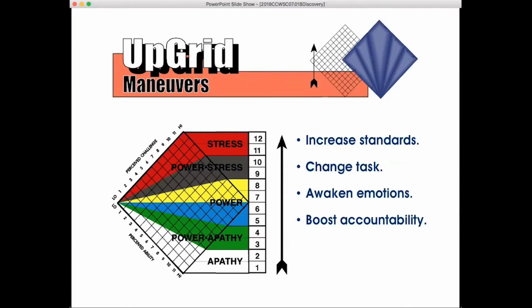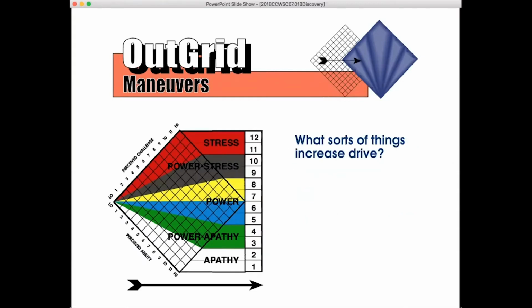So let's talk about those. Outgrid maneuvers are about increasing a person's sense of drive. If you remember back to the energies we talked about from the center of the change grid moving out grid, you would move into an amiable driver energy. An amiable driver is a driver for sure.